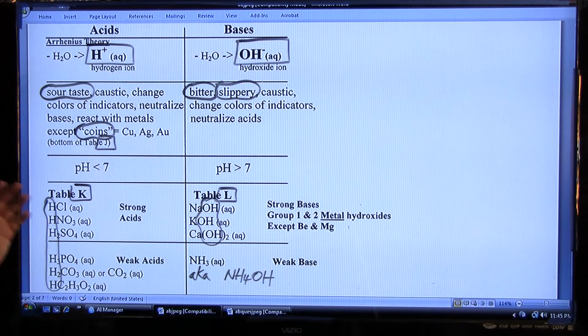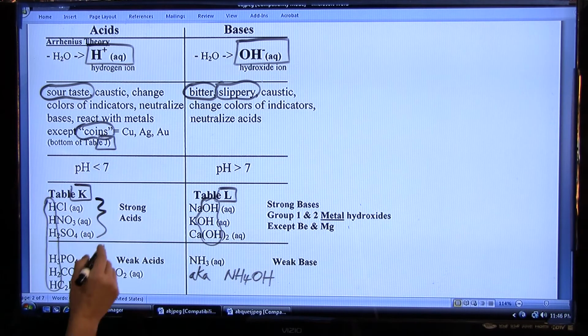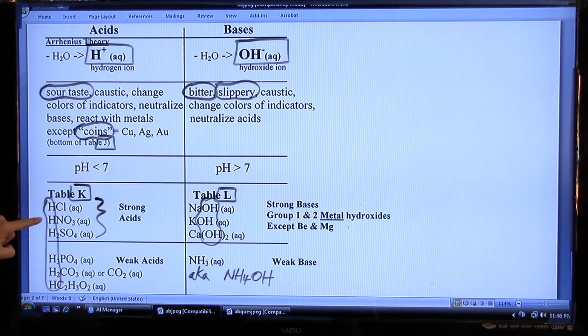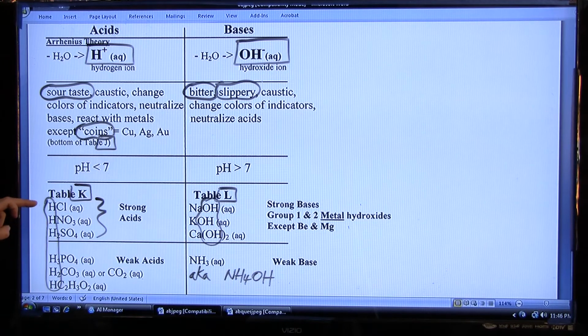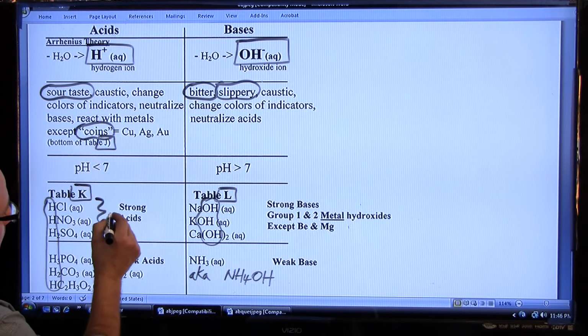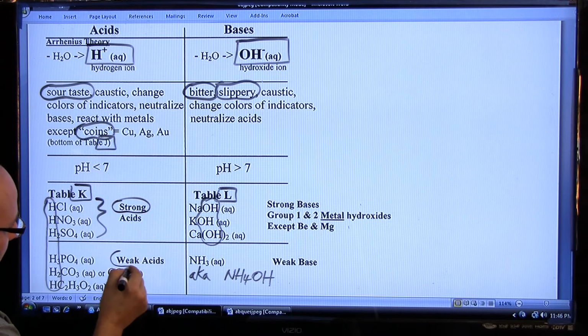All right. Acids have a pH that is less than 7. Bases have a pH greater than 7. We'll talk about that in a minute. And then also, if you look at table K, there's a reason why the first 3 are HCl, HNO3, and H2SO4. The names, as listed in Table K, are hydrochloric, nitric, and sulfuric acid. These three listed on the top of Table K are strong acids, and the bottom ones in the Table K are your weak acids. So your strong versus weak.